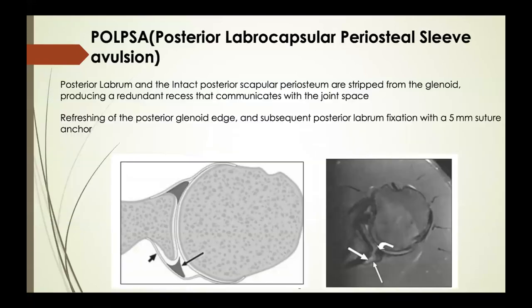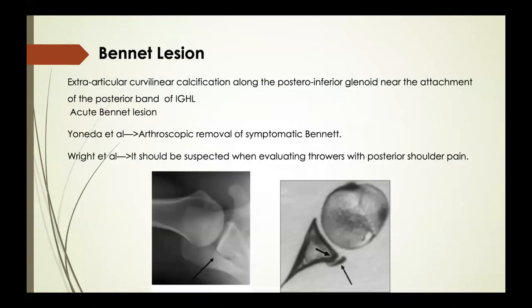Next, posterior labrocapsular periosteal sleeve avulsion. In this, a strip of the glenoid has been avulsed from its position. So in this case, we have to freshen the posterior glenoid edge and subsequently do posterior labrum fixation with a 5 mm suture anchor.